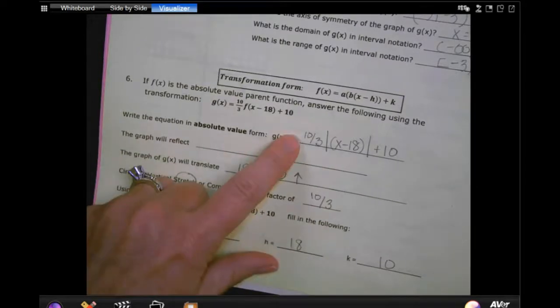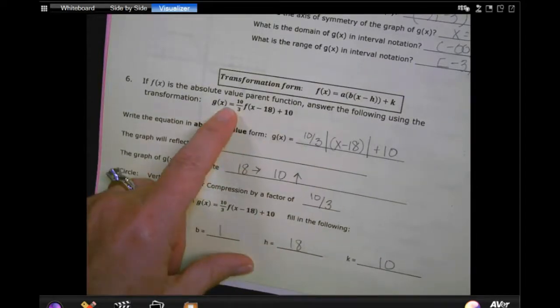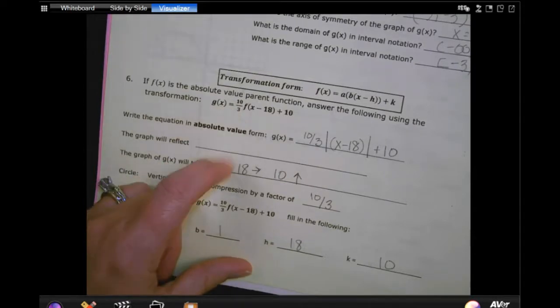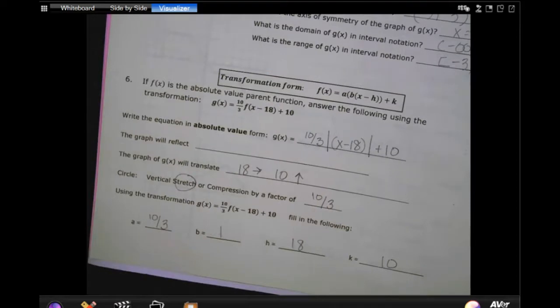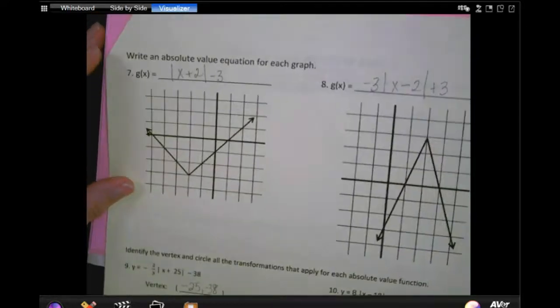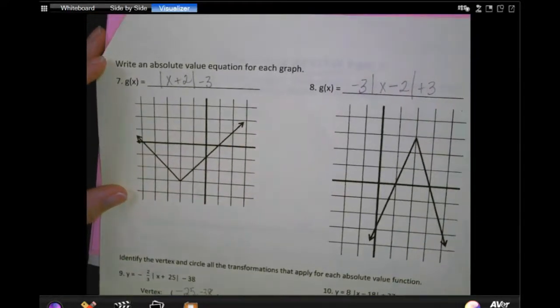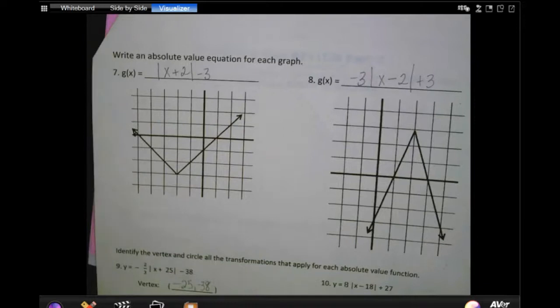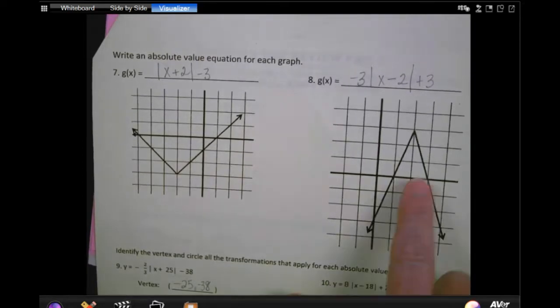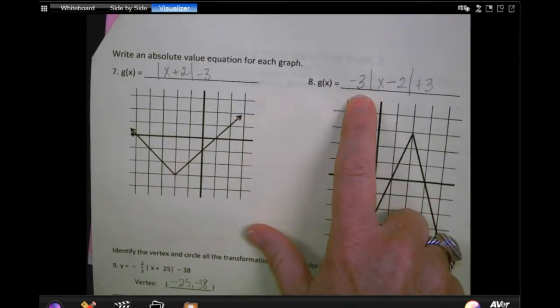If there was a negative here with the 10/3, which way would it reflect? Over which axis? x. If it was negative, it would reflect over the x-axis. So here are the equations. And if it's upside down, I know the A has to be negative.